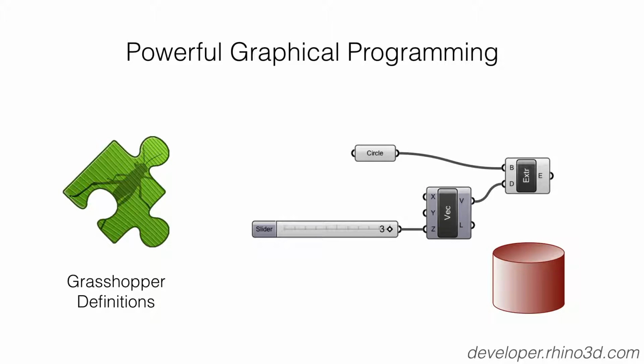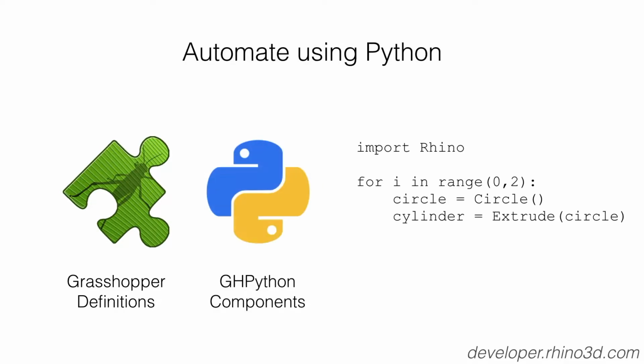Hundreds of third-party components are available to let you simulate particle systems, control industrial robots, rationalize building structures, build beautiful user interfaces, and more. If a component doesn't exist that does what you need, you can write your own component as a Python script using GHPython. Python is a powerful, rich, and well-supported programming language. You can also write Python scripts to automate tasks in Rhino.